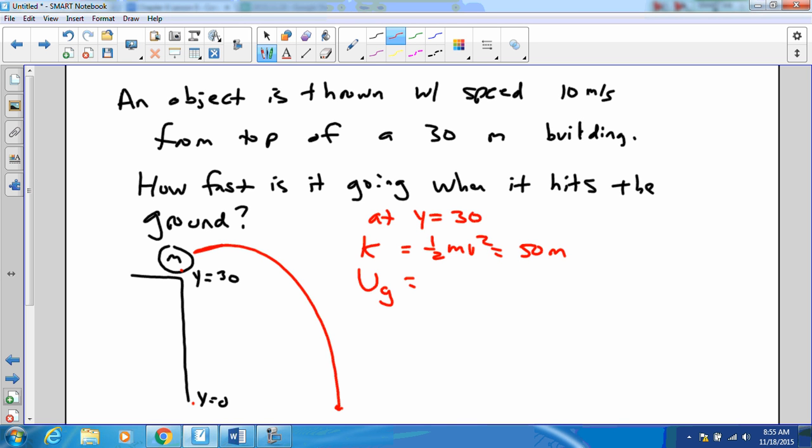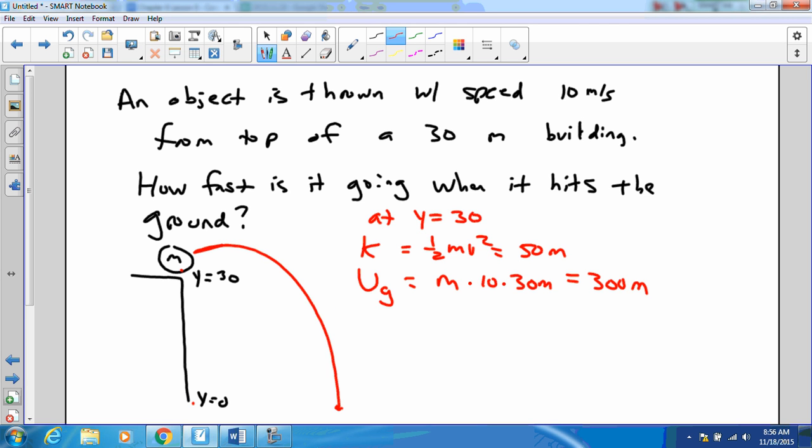And U, gravity, is equal to mgh, and mgh is equal to m times 10, g is 10 meters per second squared, times 30 meters, is equal to 300m. See how these computations are nice and easy?